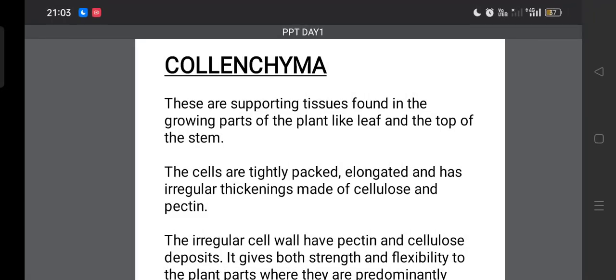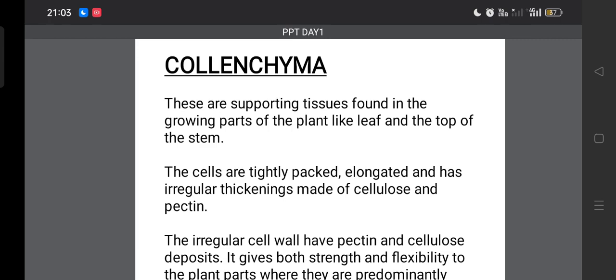The next type of simple tissue we are going to see is the collenchyma. These are supporting tissues found in the growing parts of the plant, like the leaf and the top of the stem. Okay, so these cells are actually tightly packed. There is no space in between the cells and they are usually found to be elongated.